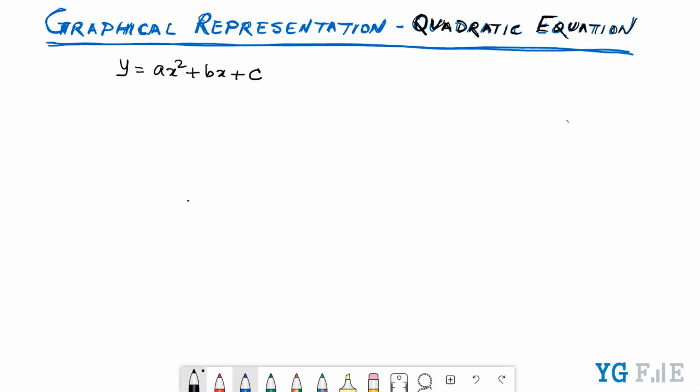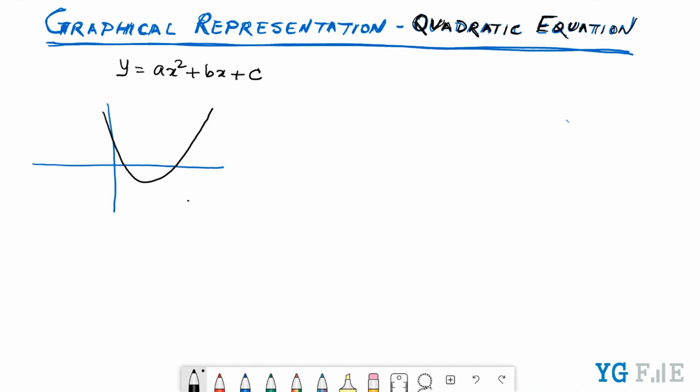So let us draw on an xy plane, and then we're going to draw this equation. This shape is called a parabola. So this is the shape of a quadratic equation, but it is often called a parabola.